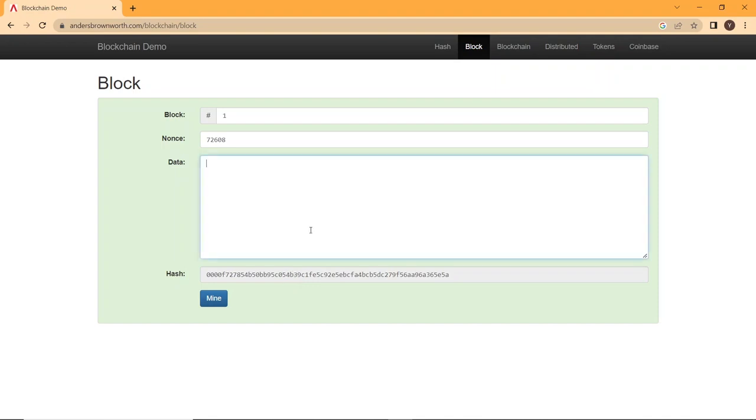For example, let's just type something: blockchain demo. For this data, I need to get a hash value with 4 leading zeros for this system. But of course, if there are a lot of miners, we should create a competitive environment, and the system will increase the number of leading zeros so that it is harder to find. So let's just mine it.